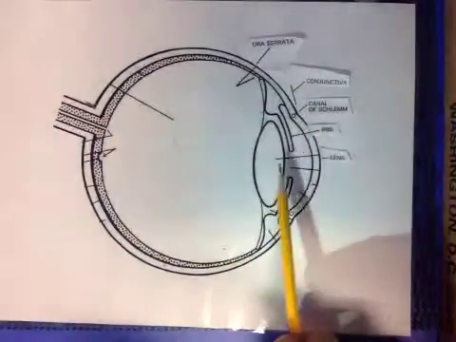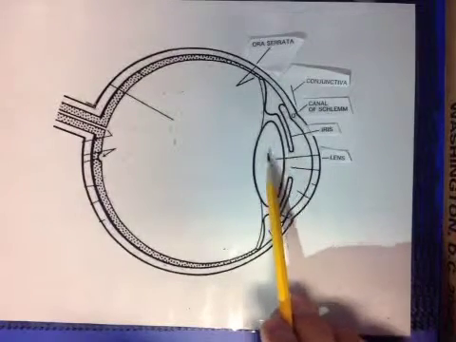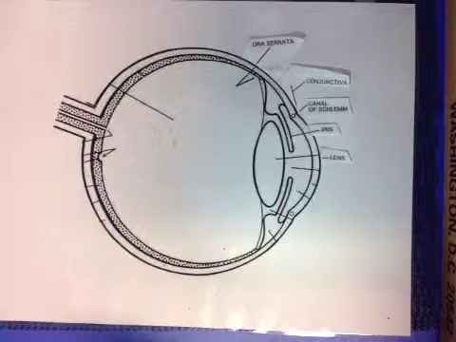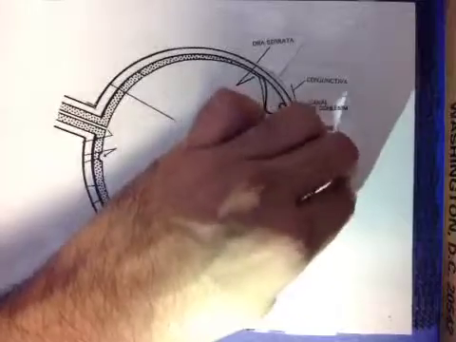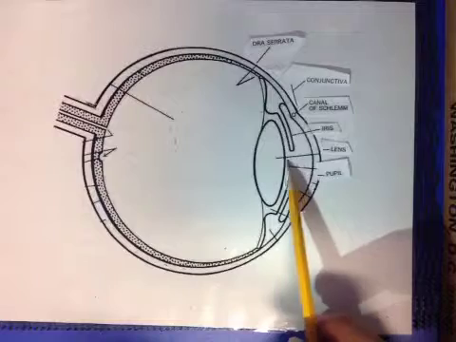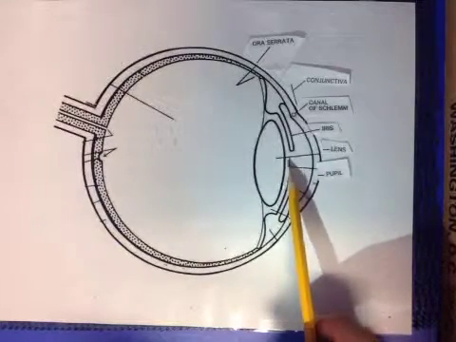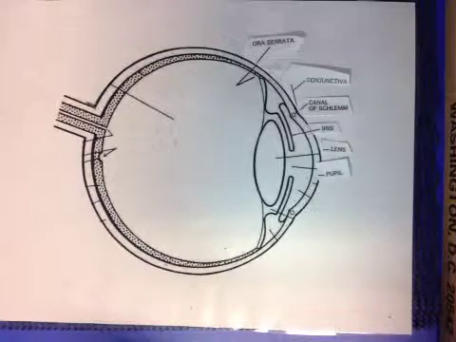Lens. The lens is the transparent tissue behind the iris, which is right here, and it has the ability to change shape or accommodate. Next is the pupil, which is right in here, which is the door through which light enters the eye, which is strange because I've usually heard the eye referred to as a window, not a door.